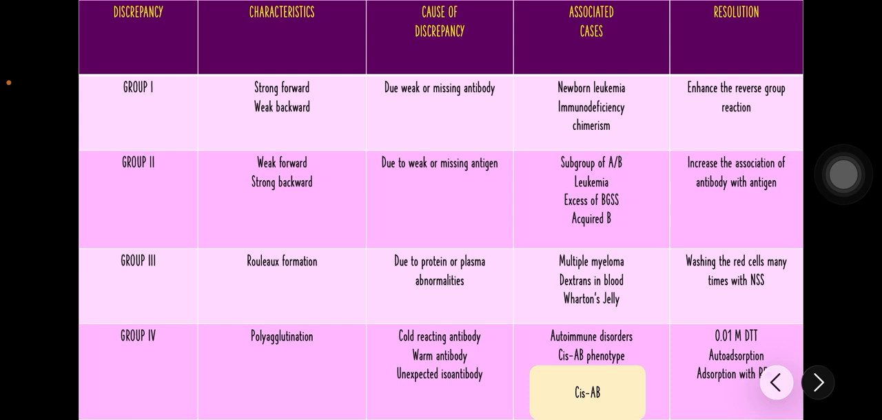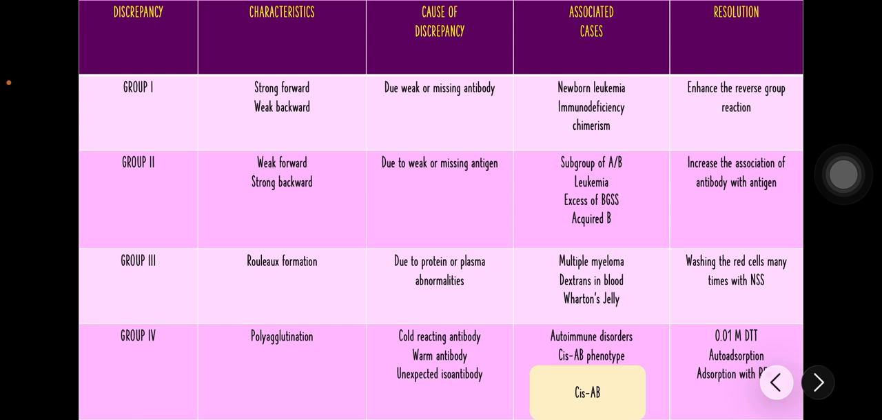So common causes, you have rouleau formation. Red cells stack like coins under the microscope. This is seen in patients with multiple myeloma or Waldenstrom's macroglobulinemia. We also have Wharton's jelly. It's a gelatinous substance in cord blood samples that can cause non-specific clumping.